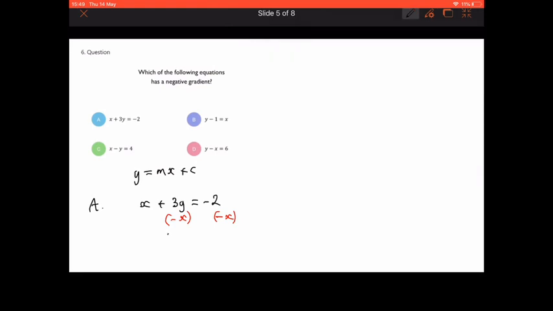and that leaves us with 3y equals -x plus 2. I can get that in the form y equals mx plus c by dividing everything by 3 now, so I get y equals -x over 3 plus 2 over 3, and straight away you can see that's a negative gradient there, so our answer is A. We don't need to work through the rest of them.